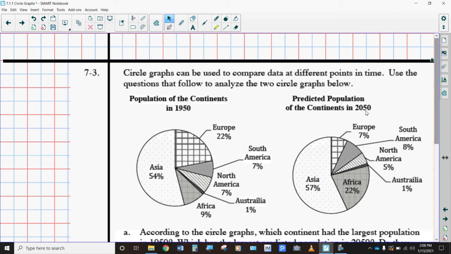This is predictive. This isn't current day. But 30 years from now, what do we think the population is supposed to be? Well, Asia is predicted to be at 57%. Europe has gone down to 7%. South America has increased a little. North America gone down a little. Africa is increased significantly. And then Australia is still right around 1%.